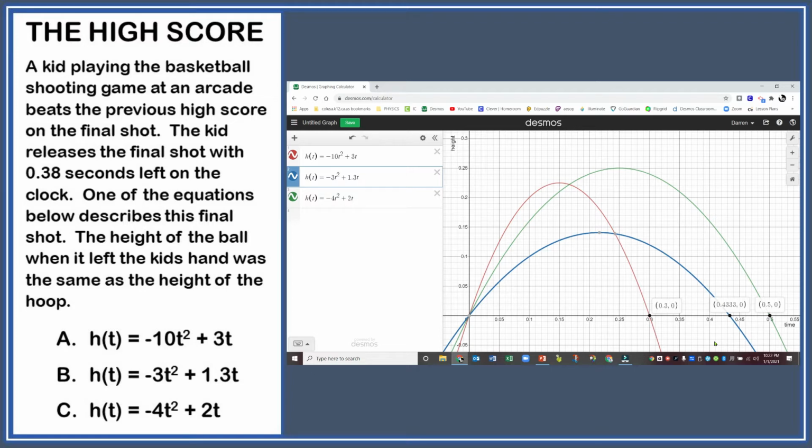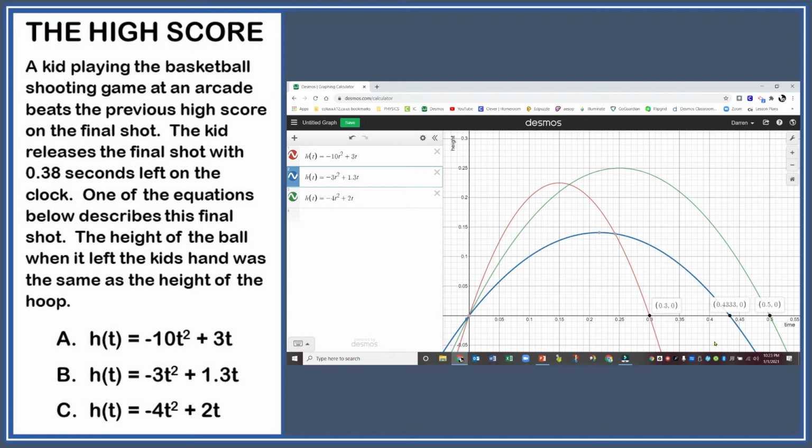on the clock. So if we look at the green parabola, it didn't reach height 0 for 0.5 seconds. So the game would have been over before the ball hit the sensor inside the hoop, and so that shot would not count. If we look at the blue parabola, it took 0.4333 seconds for the ball to hit the sensor inside the hoop. So time would have run out before that ball went in.